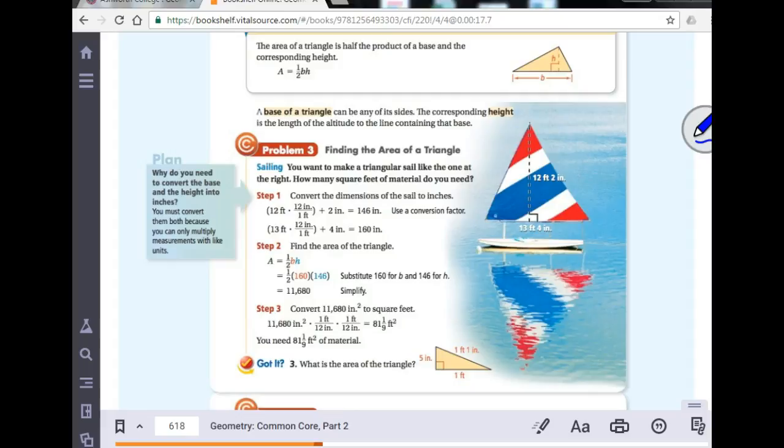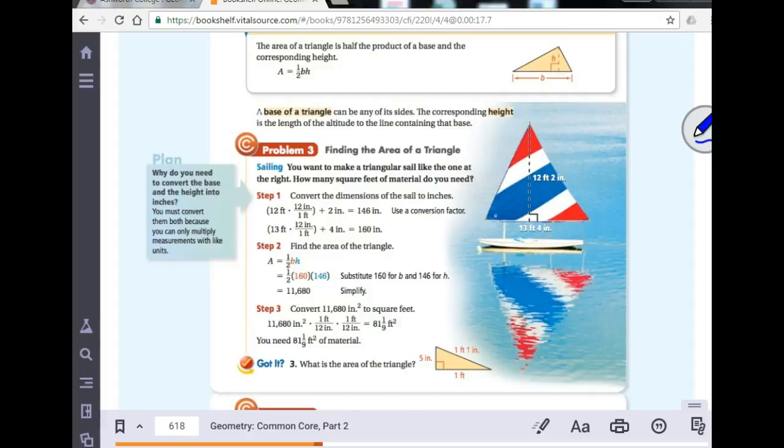Okay? The same thing goes for the base. It is 13 feet 4 inches. But the 13 feet, again, has to be multiplied by 12 because there's 12 inches in a foot. So 13 times 12, get that answer, and then add 4 more to it. And you should come up with 160 inches total.